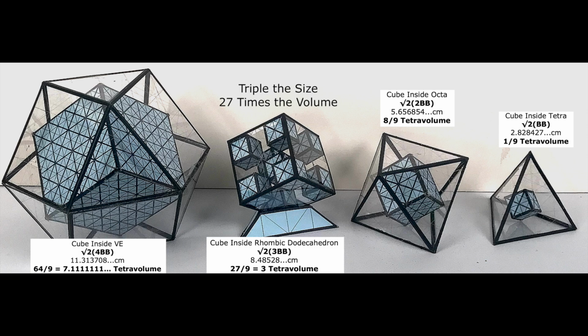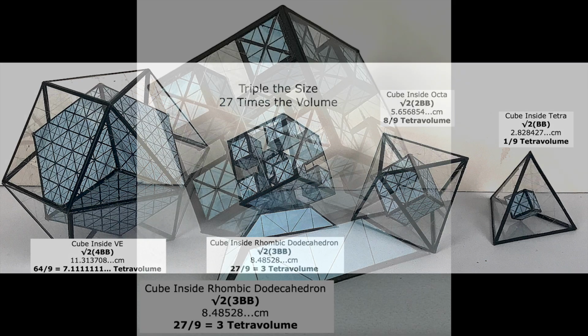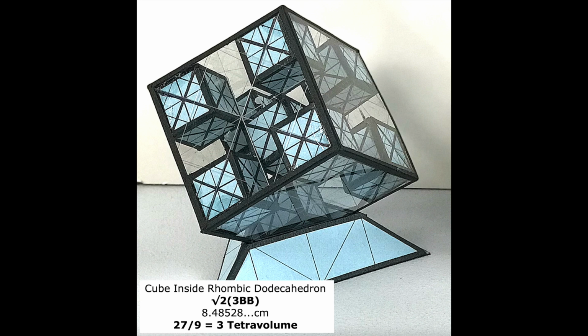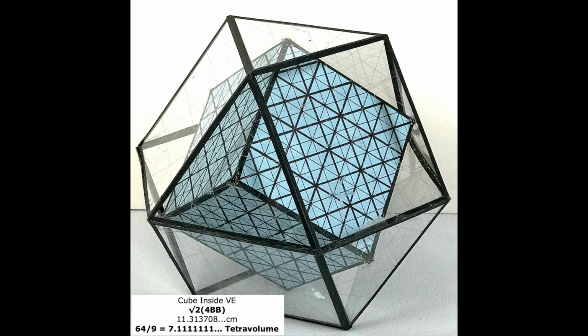All of the other cubes in the sphere family are multiples of this volume and edge length. We know if you double the size of a structure, you increase its volume by 8, a 1:8 ratio. If you triple the size, we now know you increase its volume 27 times, a 1:27 ratio. This is always true. The cube inside the 6bbVE has an edge of a square root of 2 4bb and a volume of 64/9 TV.